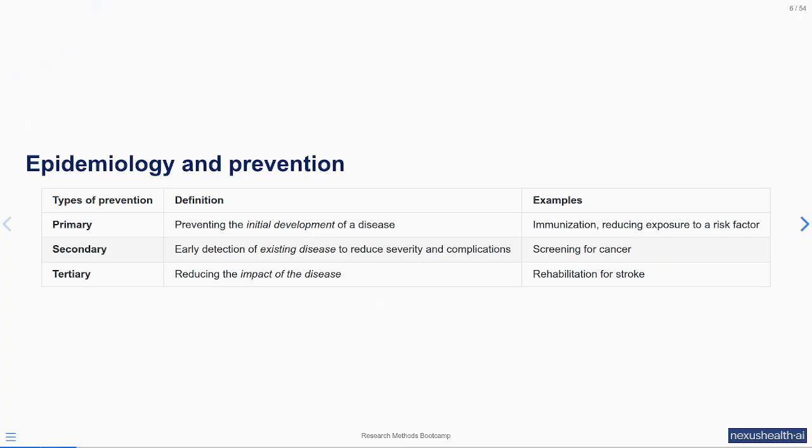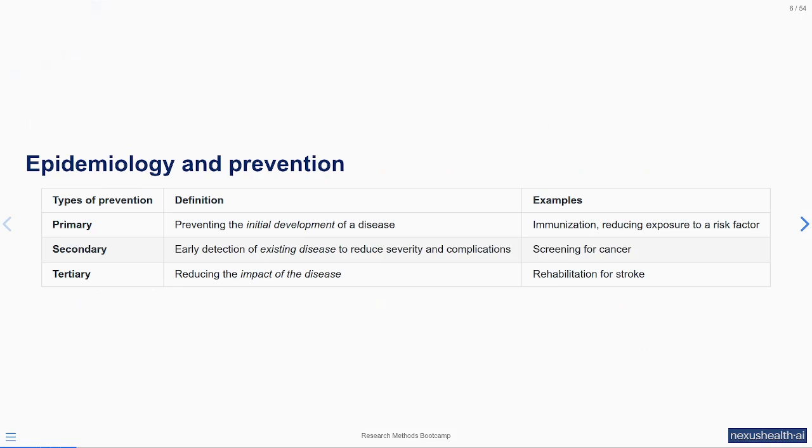When we talk about prevention, we may classify it as primary, secondary, and tertiary. Primary prevention deals with preventing the initial development of a disease. Examples of primary prevention are immunization and reducing exposure to a risk factor. So, for example, providing clean potable water is a primary preventive measure to prevent diseases like typhoid and cholera.